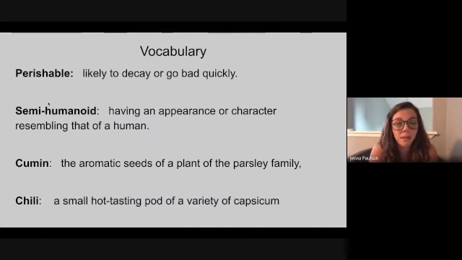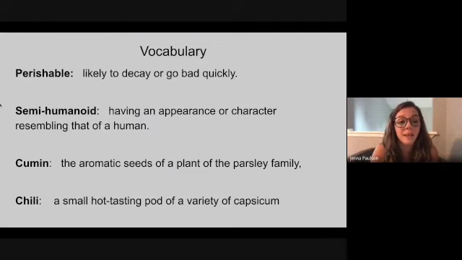Before we read anything from our book, I want to go over some key vocabulary words, some words that you guys may not be familiar with. Okay, we want to go over it a little bit so that you understand what the words mean when you hear them for the first time, some of you, right? Okay, so we've got the word perishable in here. Perishable means it's something that is likely to decay or go bad quickly.